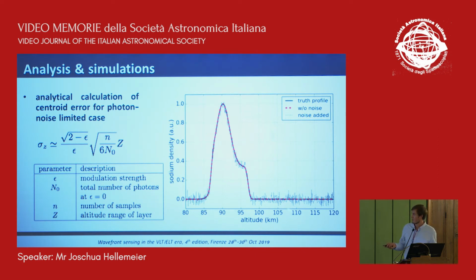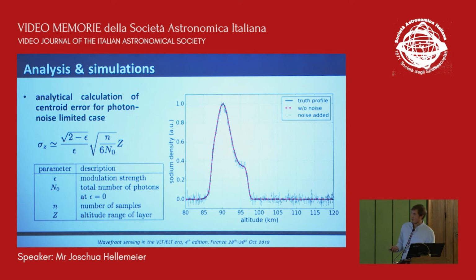This figure shows results from the simulations. Into the simulation, a truth profile went in as input. You can see this dashed line is the retrieved profile, where noise was added. We always look at the photon noise limited case. And without noise, we retrieve the exact profile, which is also what should happen.